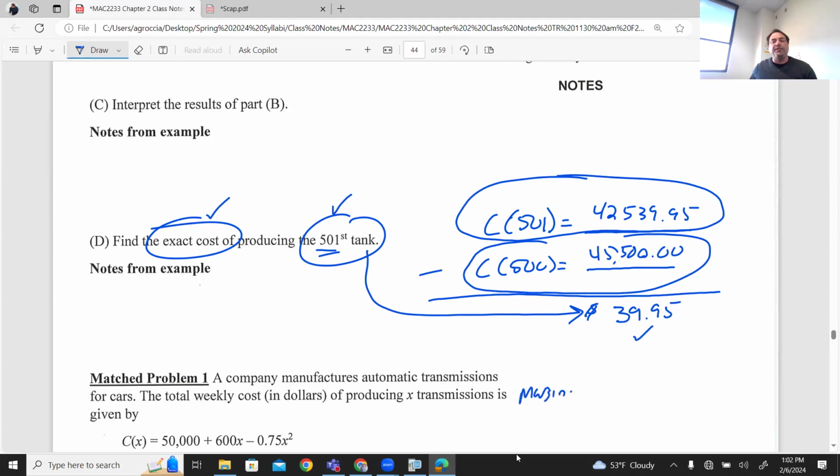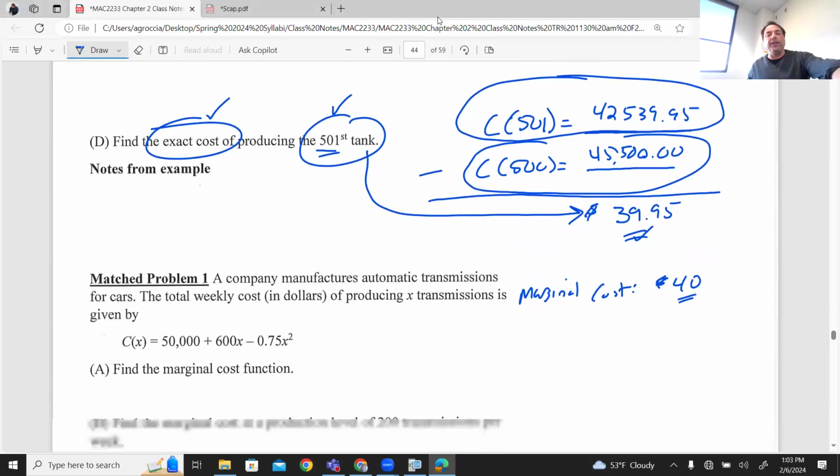What was the marginal cost? 40. Should they be the same or very close? Yeah, because they're saying the same thing. It's two ways to find the same thing. One is with calculus, one is just plugging in the numbers. Now, I'm going to ask you for both. Marginal cost means do the derivative and find it that way. Exact cost is 501st minus 500.